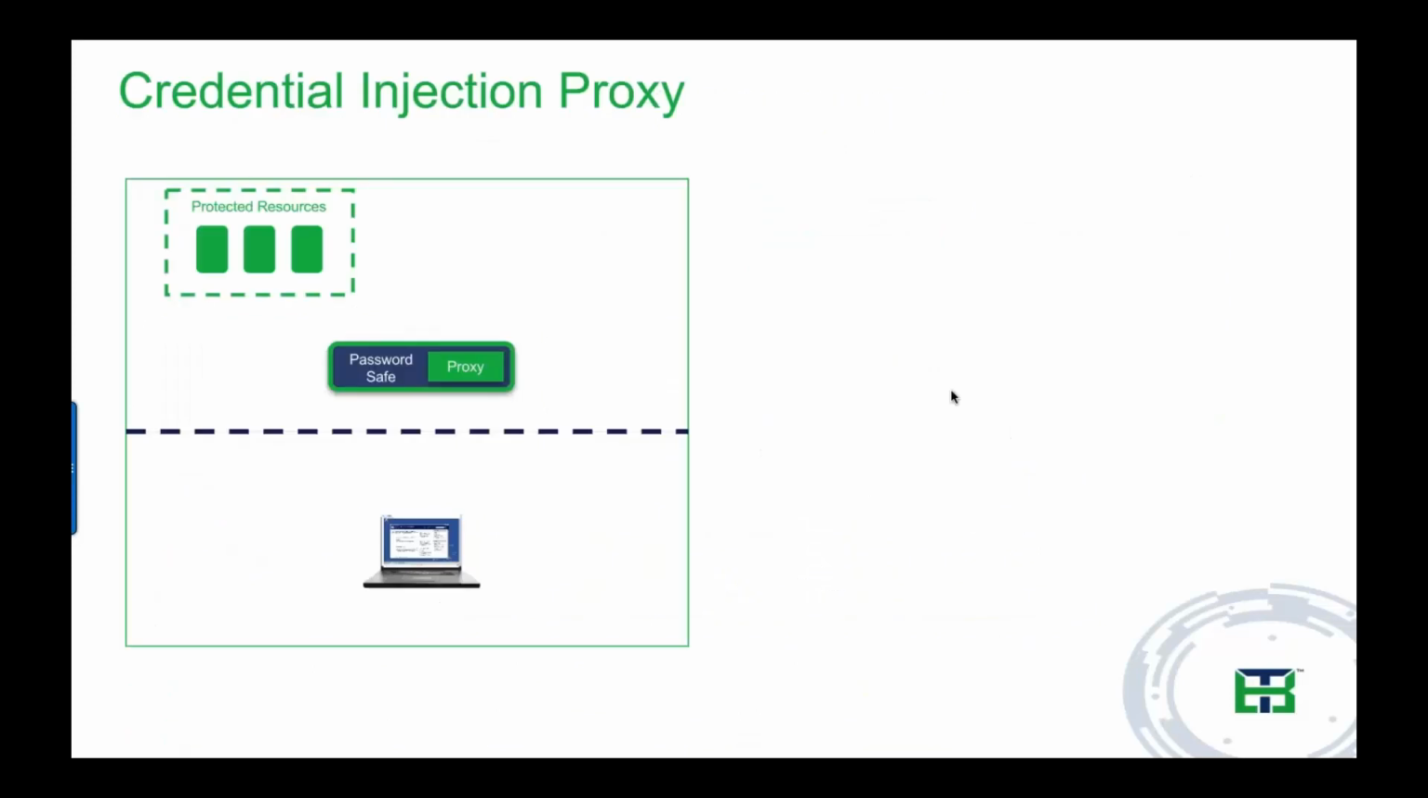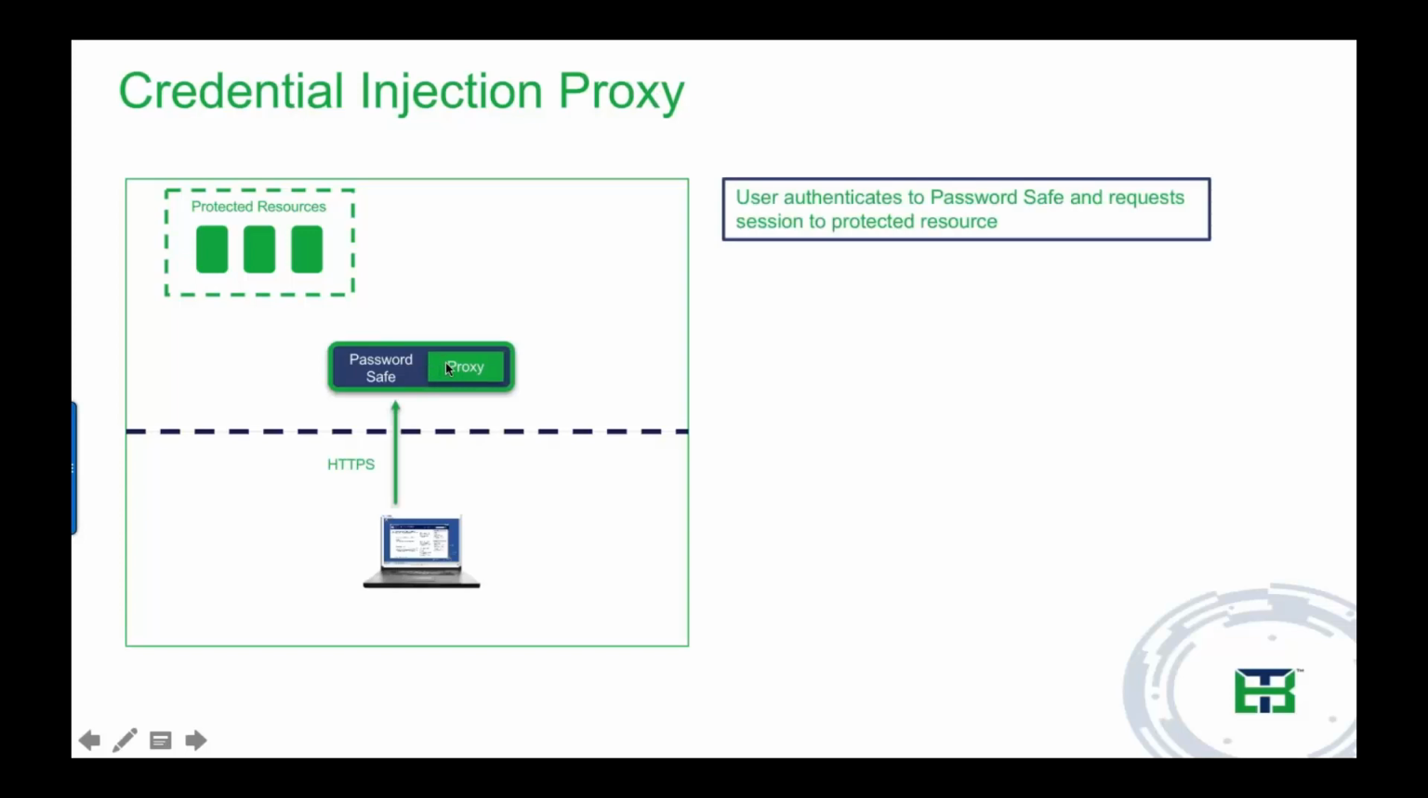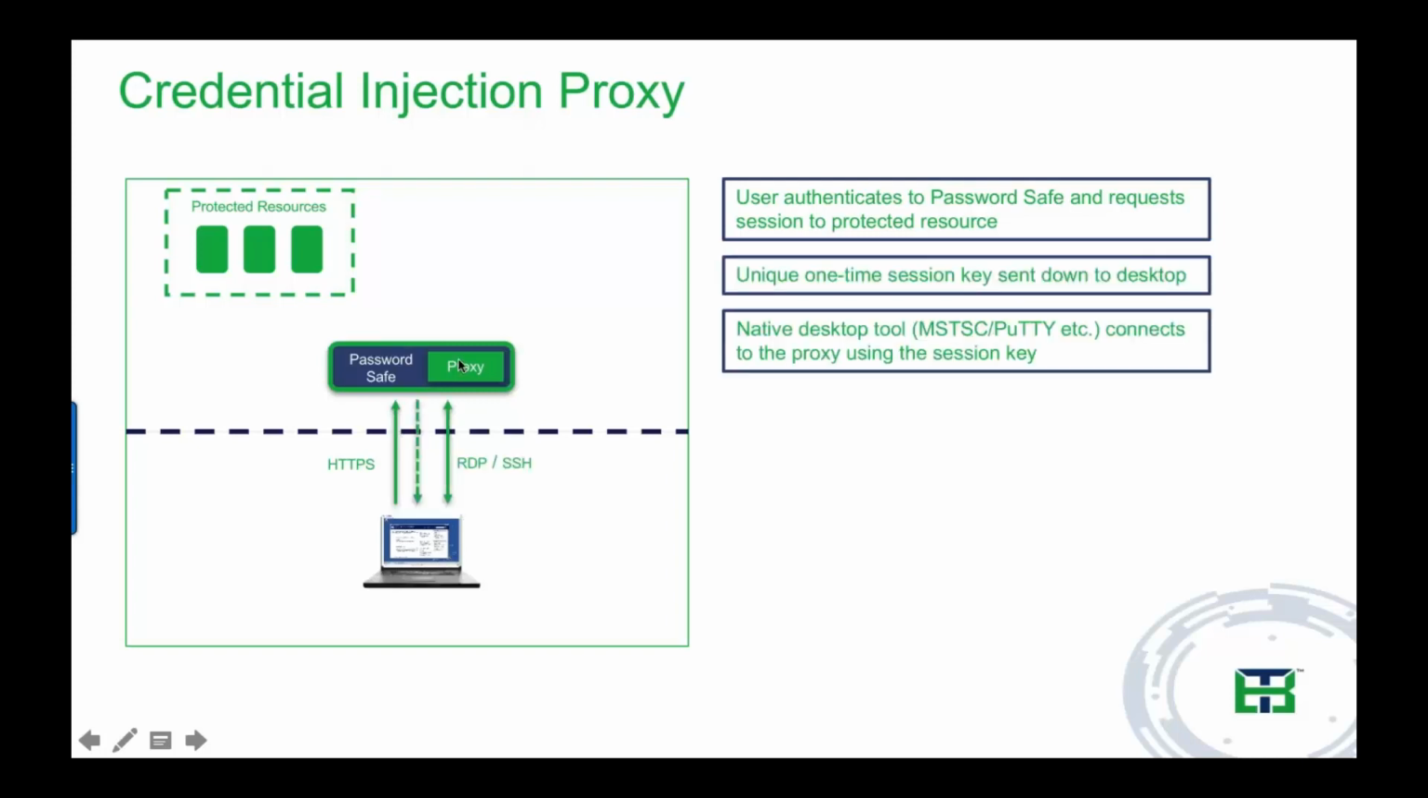So when we look at the way that it works, in this particular case, a user's going to log onto a system. This is the traditional web method I'm going to show you, and this is how a lot of other products work. They have a web interface. So, log on to Password Safe, and I say, right, I want access to this particular resource. Typically I'd have a web page with a list of items. It then returns back a one-time session key. Now at this point, this is where we're different. That one-time session key is sent down and then automatically used to log on to the proxy.